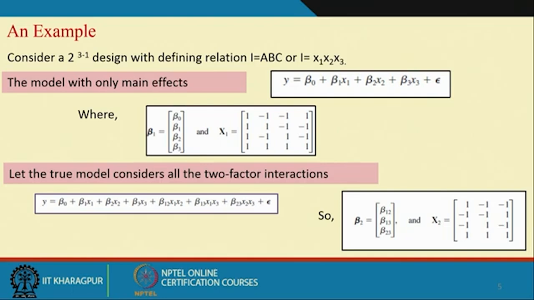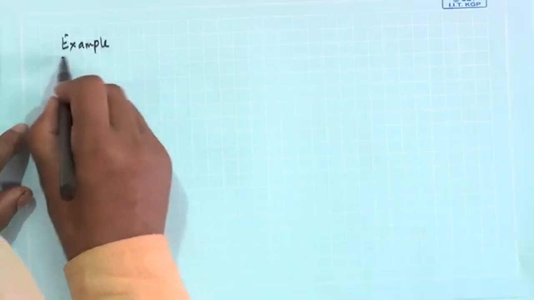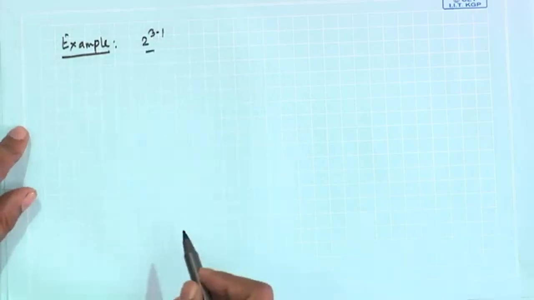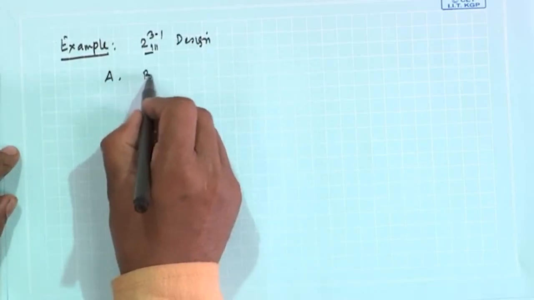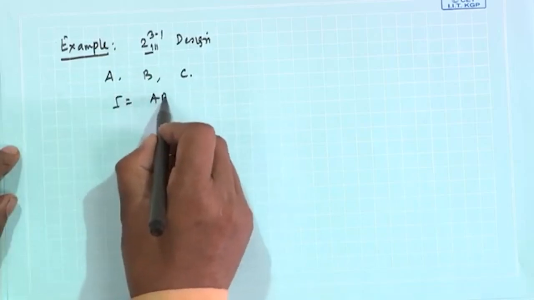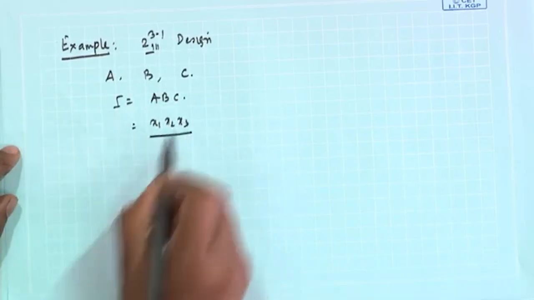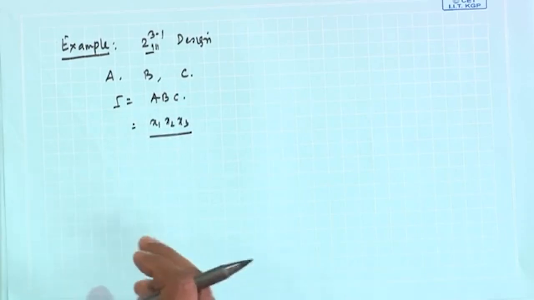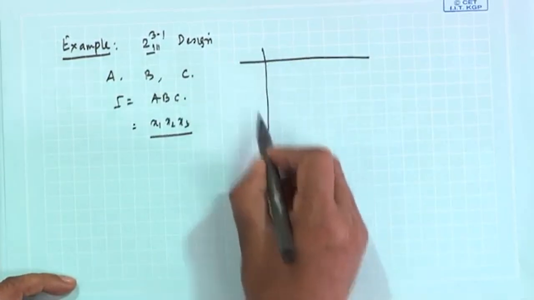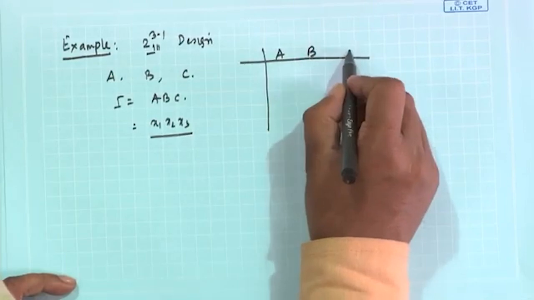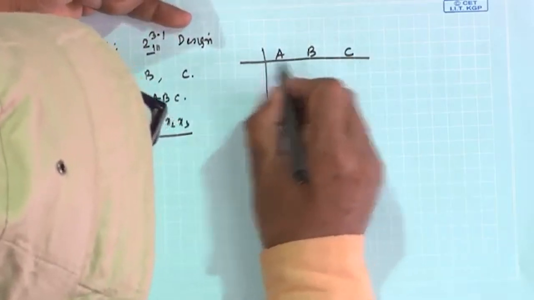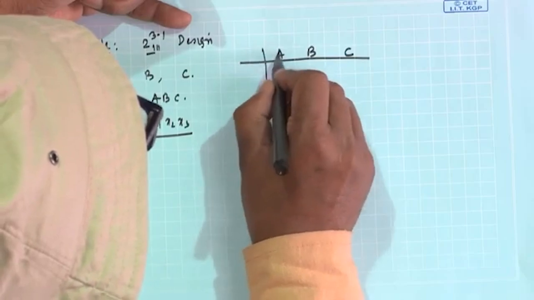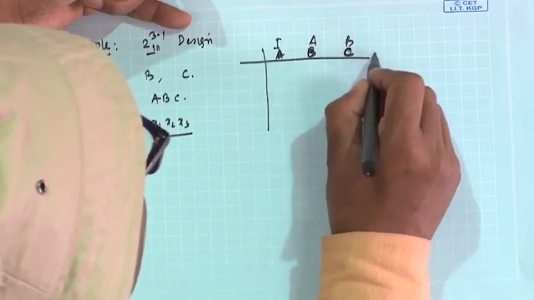The example is a 2^(3-1) fractional factorial design. The number of factors is A, B and C. The defining relation is I = ABC, or we can write x1, x2, x3. So, under this situation, what is the design matrix? It is a 2² full factorial in A and B, and I will also be there. So, I will write I, this A, this B and this C.